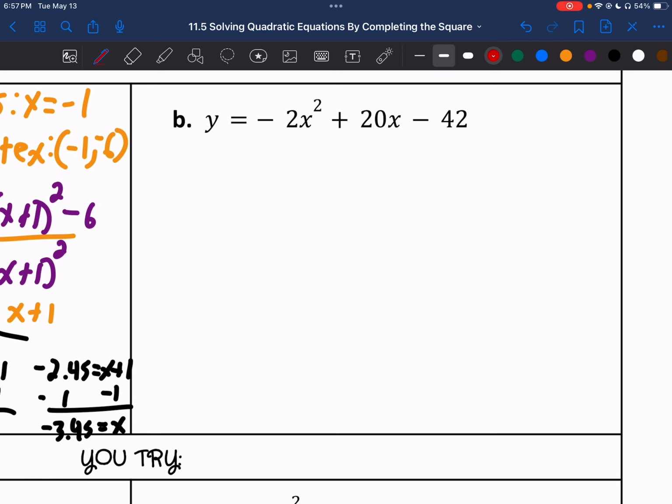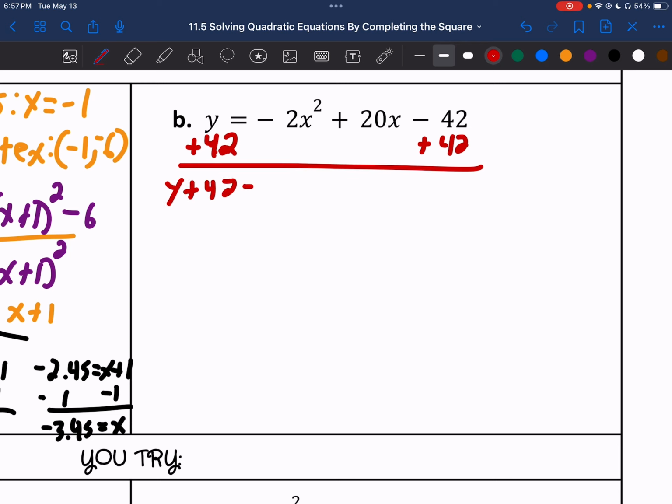Our first step that we're going to do, we are still going to add 42 to both sides because we're going to get that part isolated. So we add 42. And we get y plus 42 is equal to negative 2x squared plus 20x.